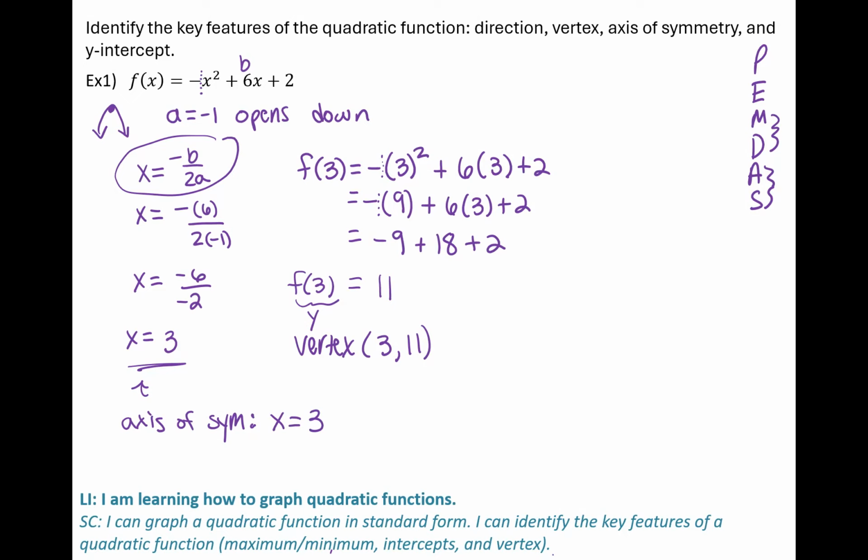And the last thing we need is the y-intercept, which should be super easy. We put 0 for x, and then we go back and find that c value, which was 2, and there's our y-intercept. So those are the key features when we're in standard form.